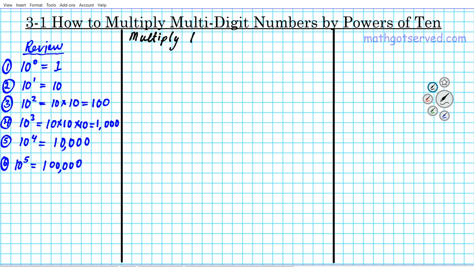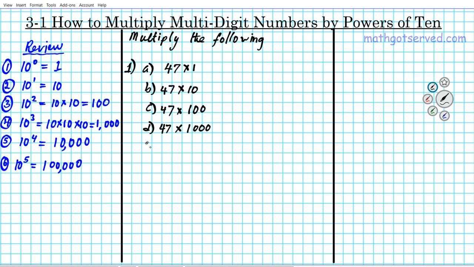Okay, so for number 1 and 2, instructions are for us to multiply the following. Alright, so let's take a look at question number 1. So for question 1, what if we have 47 times 1, 47 times 10, 47 times 100, 47 times 1000, and lastly 47 times 10,000.